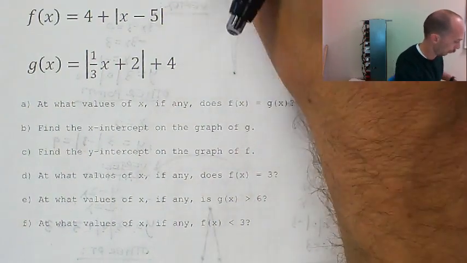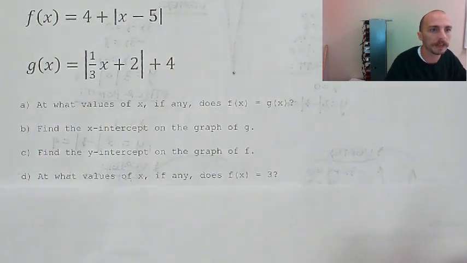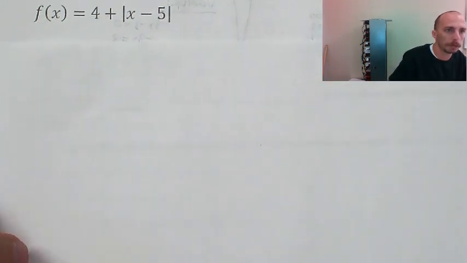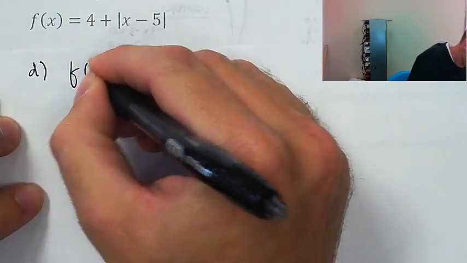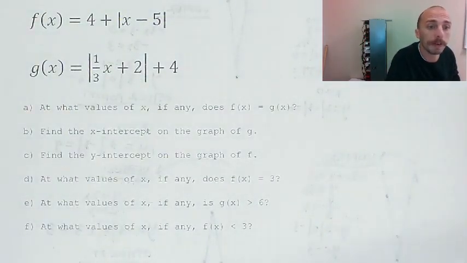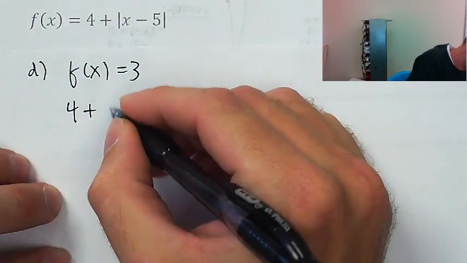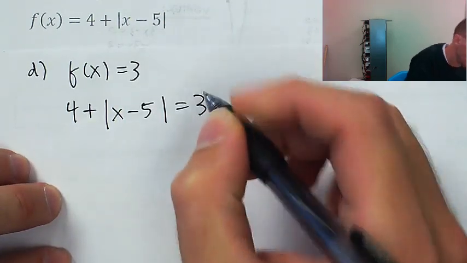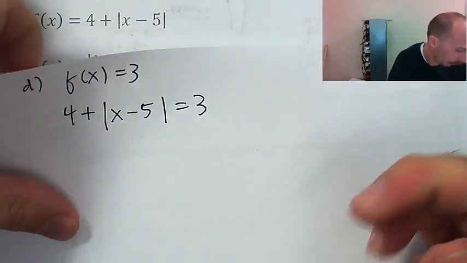Okay, got 3 more parts of this one. Part D, at what values of x, if any, does f of x equal 3? I'm going to just copy that problem and then just leave f of x over here. I've already forgotten, I've worked too many algebra problems today. f of x equals 3, so I'm going to substitute for f of x: 4 plus the absolute value of x minus 5 equals 3. I definitely did not mean for this to happen.